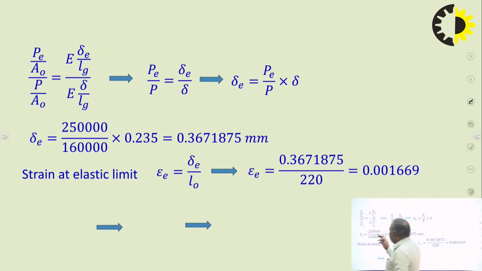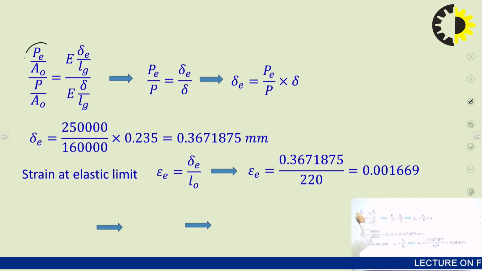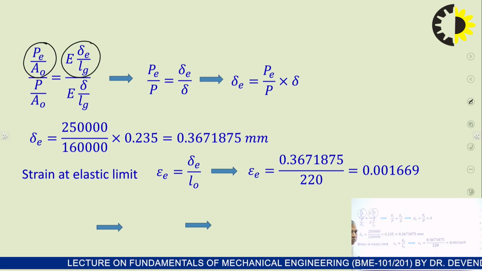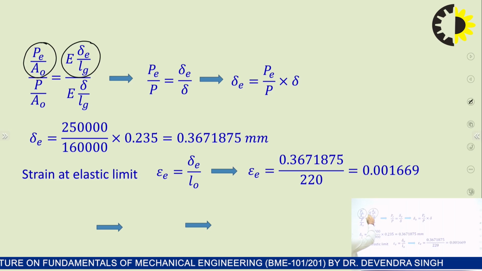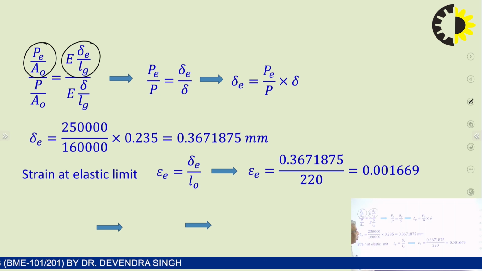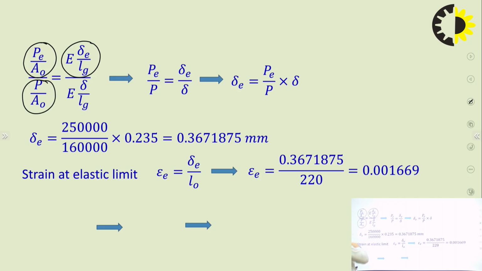Now this is PE upon A naught, corresponding to the elastic limit, and E into delta E upon Lg. This is sigma directly proportional to delta E upon Lg, or sigma is equal to E into epsilon. Delta E upon Lg is the epsilon at the elastic point. Similarly, P upon A naught at any load P, that is given as 160 kilonewton. At 160 kilonewton, delta is the deflection, right?